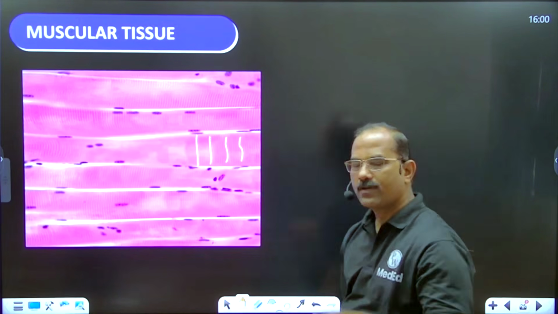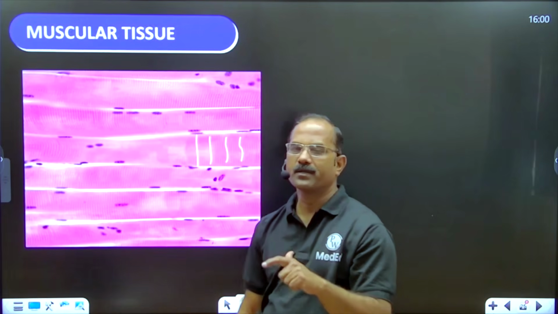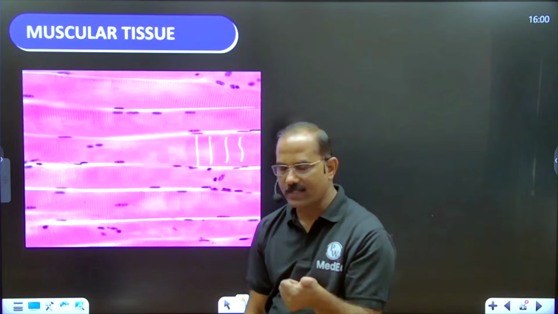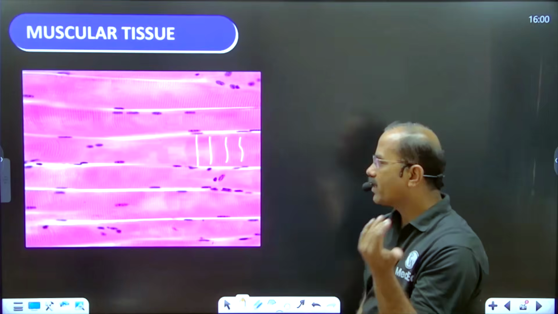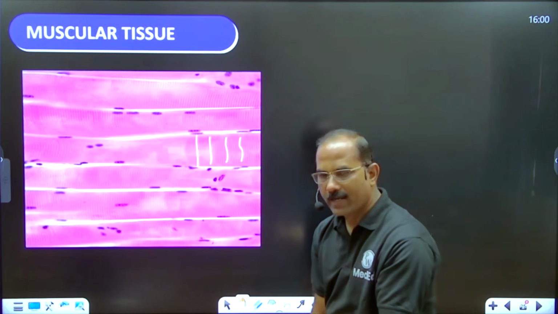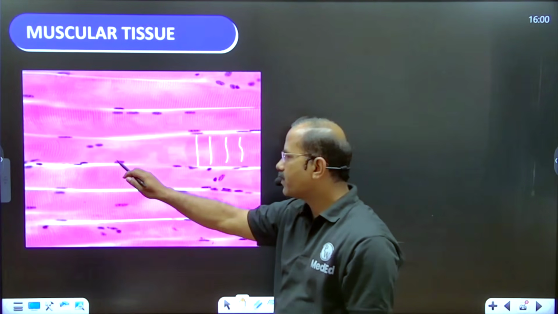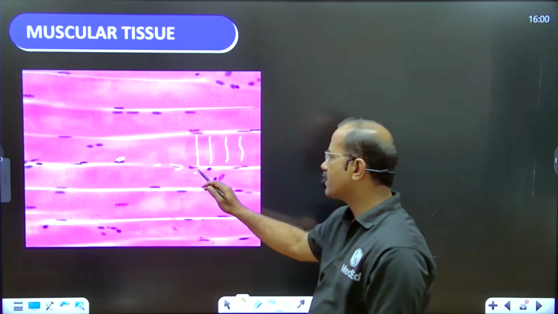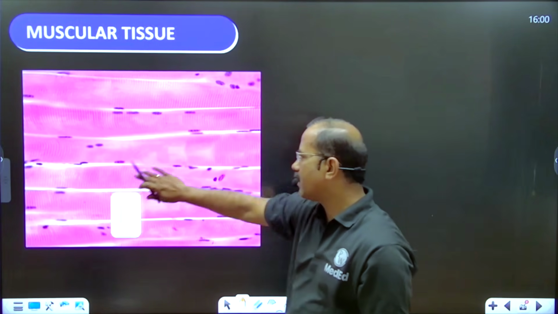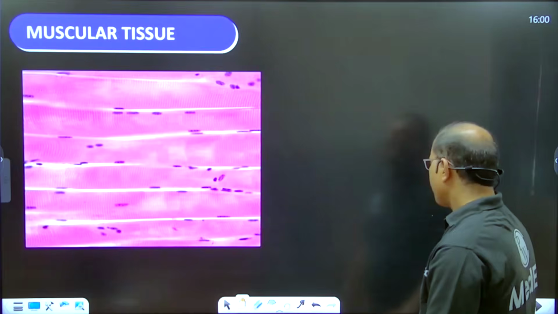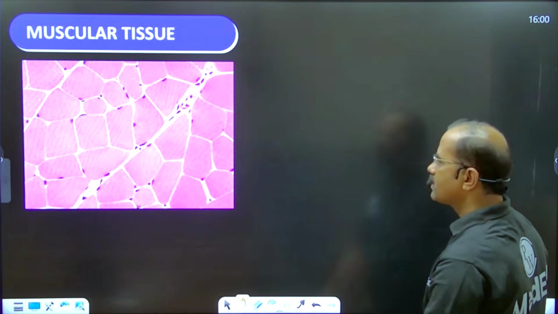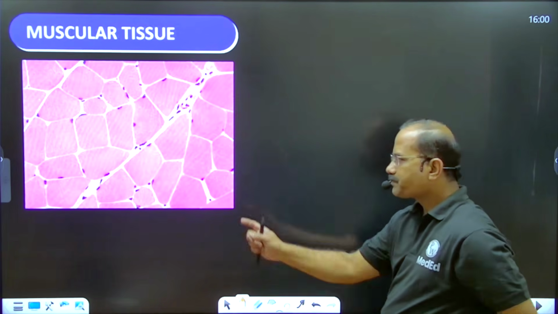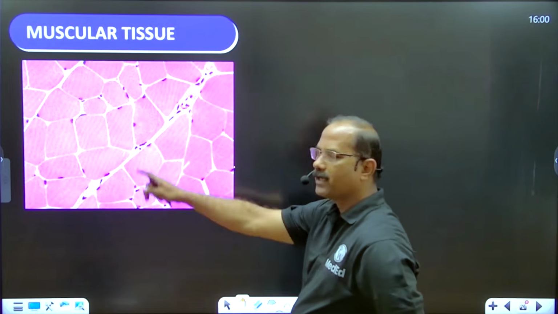Now, you get striations here. Striations are characteristic of skeletal muscle and cardiac muscle. In both muscles we get striations, skeletal and cardiac. Now, what's the difference between skeletal and cardiac muscle? In skeletal muscle, the nucleus is at the periphery. You can see this peripheral nucleus in skeletal muscle. This is TS of skeletal muscle. Nucleus is seen at the periphery.